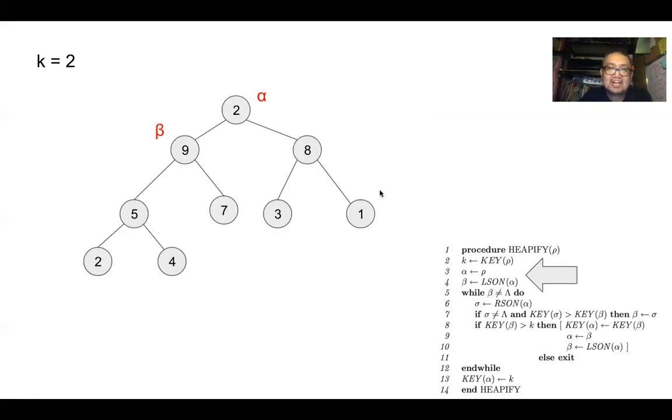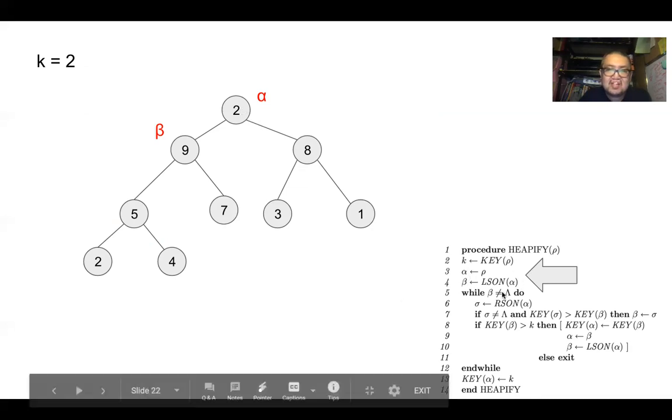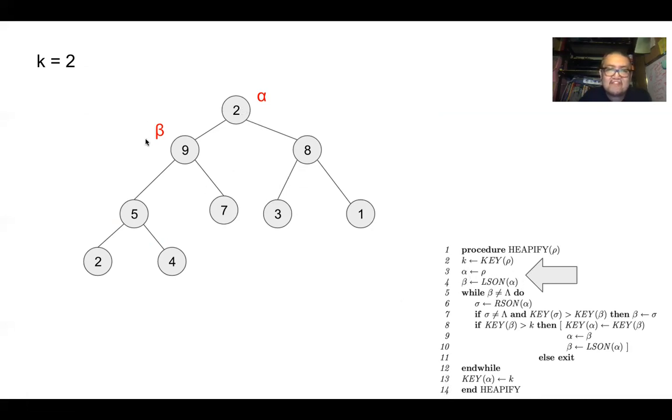So we start with the key. Of course, the key is the value of the root. Then we assign a pointer alpha at the root. Then we assign a pointer beta to the left hand of this pointer alpha. And while beta is not null, we assign sigma to be the right hand of alpha. And then this is now what will happen.